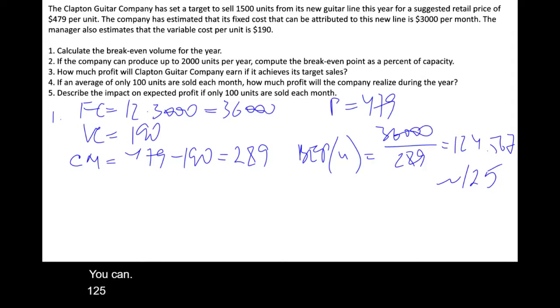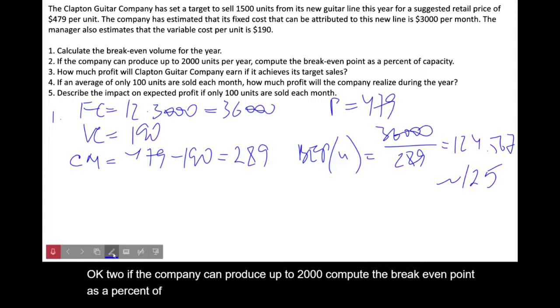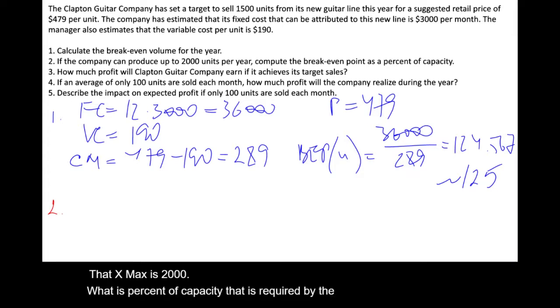125 guitars, they break even. Okay, question 2: if the company can produce up to 2,000, compute the break-even point as a percent of capacity. So now they say that X max is 2,000. What is percent of capacity? That is the break-even point, the units over X max.